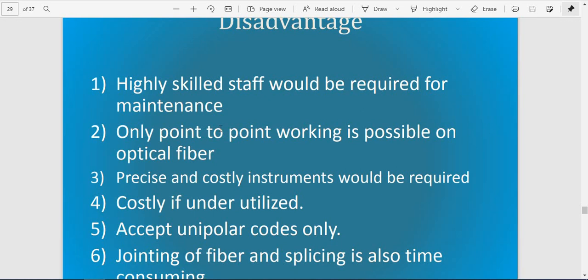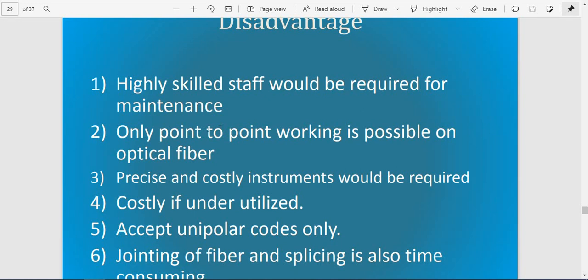Second, only point-to-point working is possible on optical fiber. We cannot use hubs, right? So we can only use point-to-point communication. That is one of the disadvantages for us. Only a specific sender can transmit, and a specific receiver can receive it.